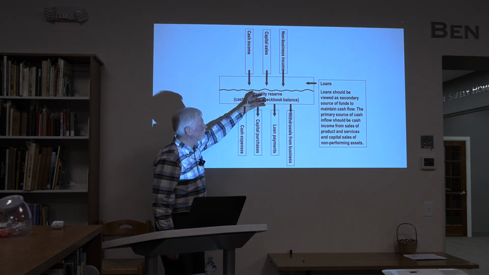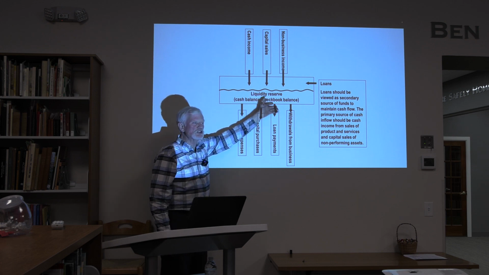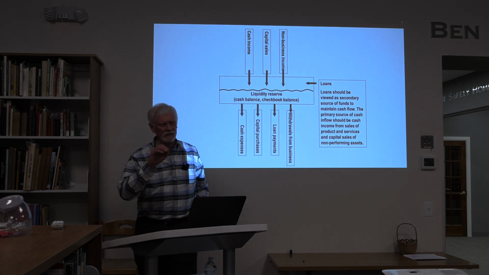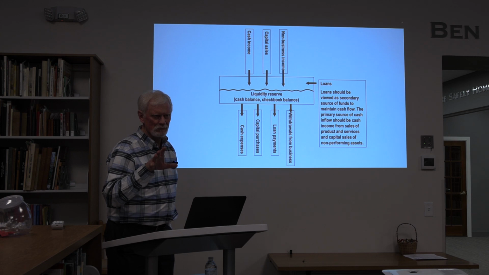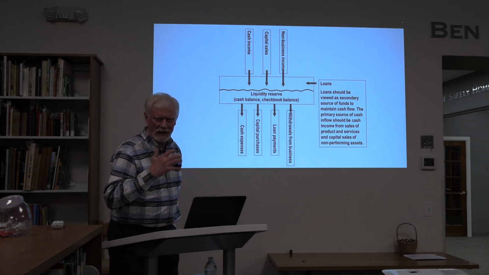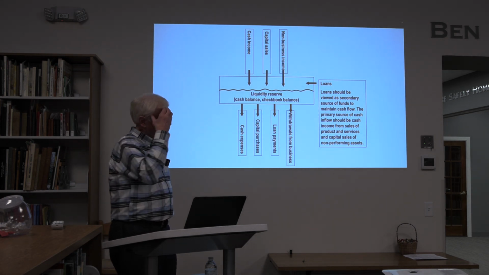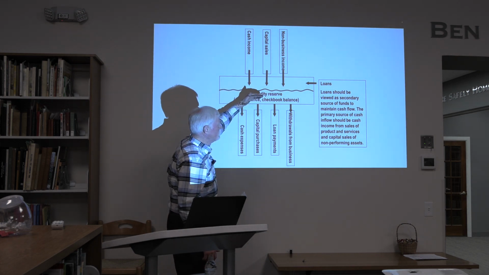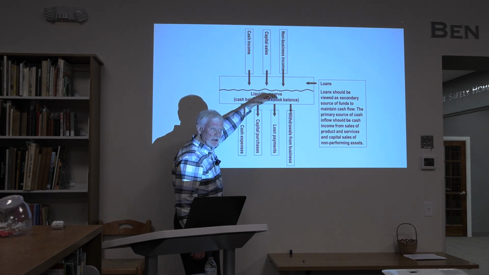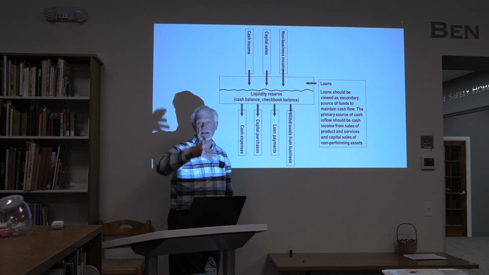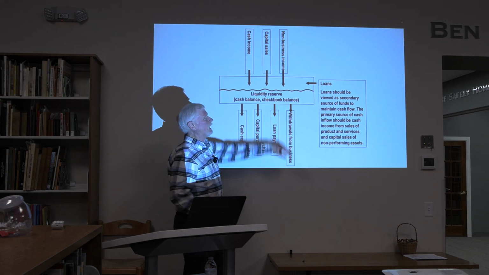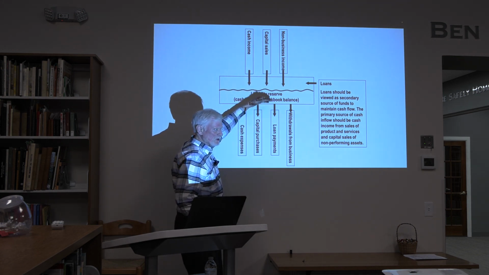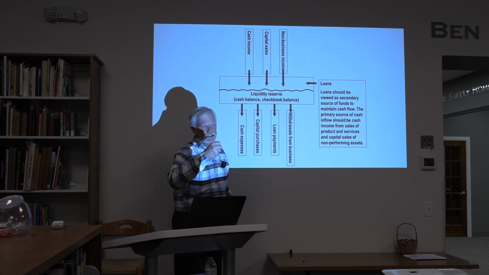Call it the liquidity reserve. It's a checkbook balance. The bottom line of a cash flow is the checkbook balance, the bank account. How much money have I got in the bank? Oftentimes we have a lot more money coming in than going out, and the bank account builds up. And oftentimes we have less money coming in than is going out, and the bank account becomes depleted.